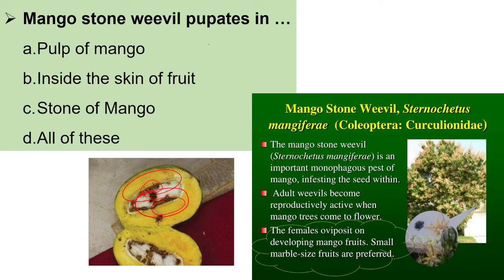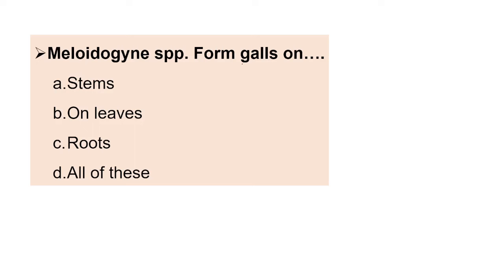Okay. In this question, three objectives are covered. First is the scientific name, family, and order; then it is a monophagous pest; then oviposition and site of pupation. Let's move on to the next question.